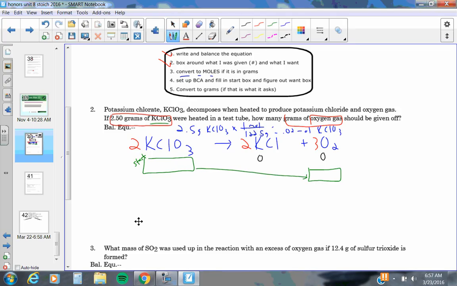If I start with not 2.5 but 0.02 moles of potassium chlorate, I have to ask myself, how many moles of oxygen should I make? Well, according to the coefficients, 3 moles of oxygen are made when you start with 2 moles of potassium chlorate. So the ratio is 3 to 2. I'm going to take my 0.02 moles over here on my scrap paper and multiply it by the 3 to 2 ratio, and I'm going to get 0.03 moles. I will make 0.03 moles of oxygen.